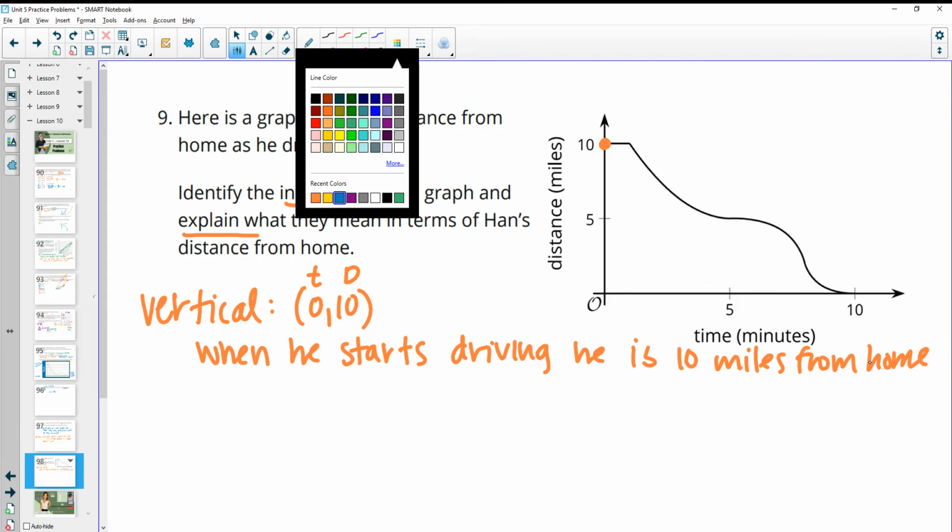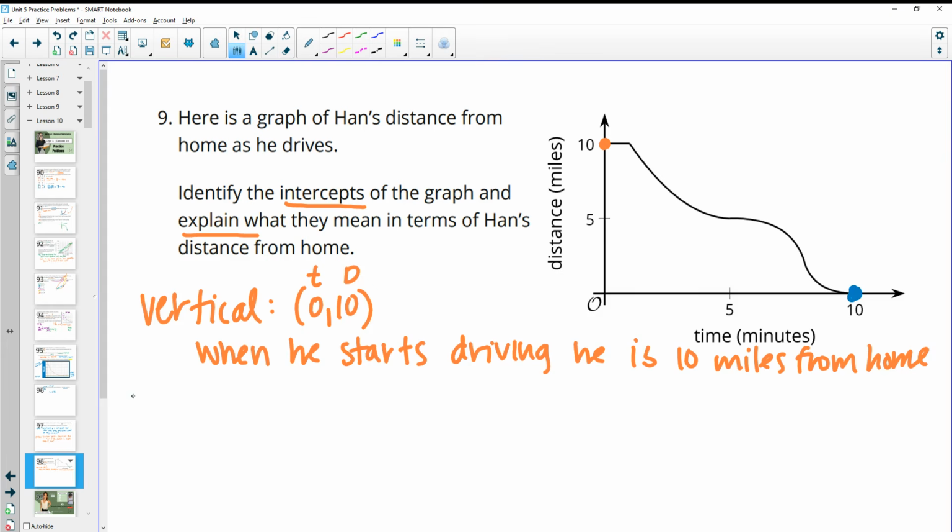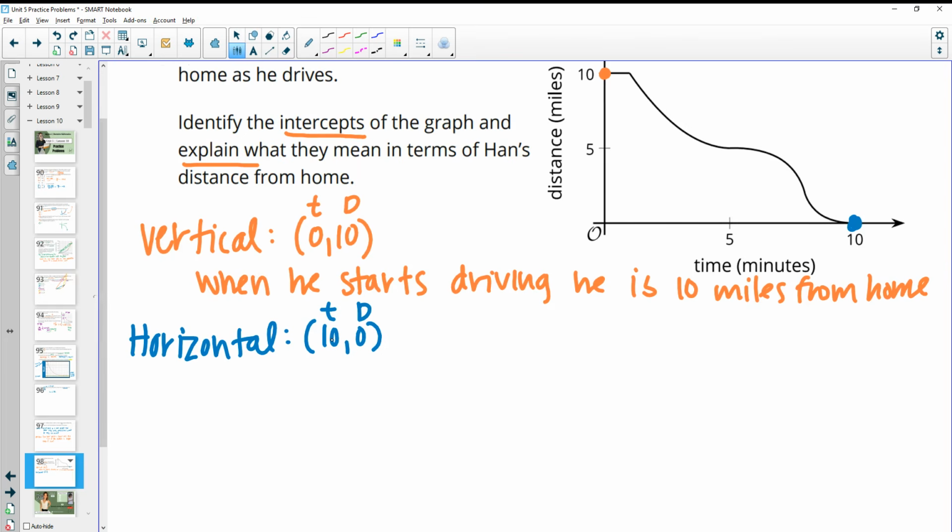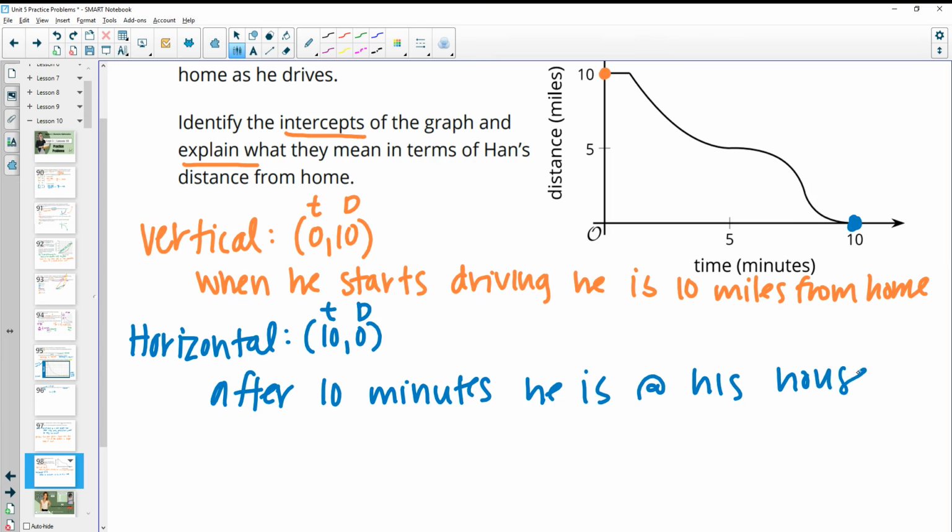Then the horizontal intercept here is 10, 0. So now, again, the first value is the time, the second value is the distance. So this is saying that in 10 minutes, he'll be at his house. So after 10 minutes, he is home, right? He's at his house. And you could say that in different ways too, right? Takes him 10 minutes to get home. So vertical intercept could be that's how far he is from his house. Horizontal is how long it took him to get home.